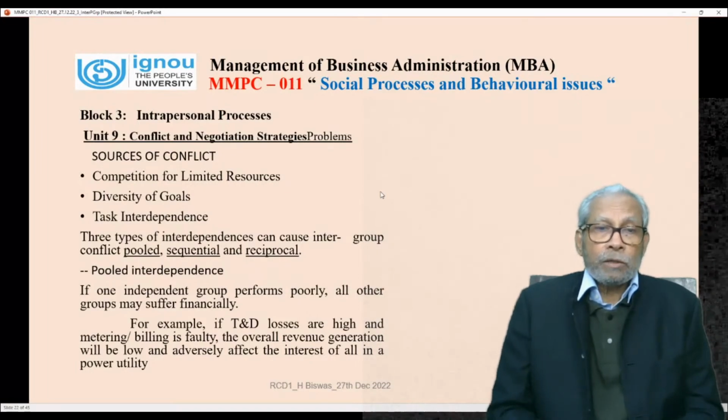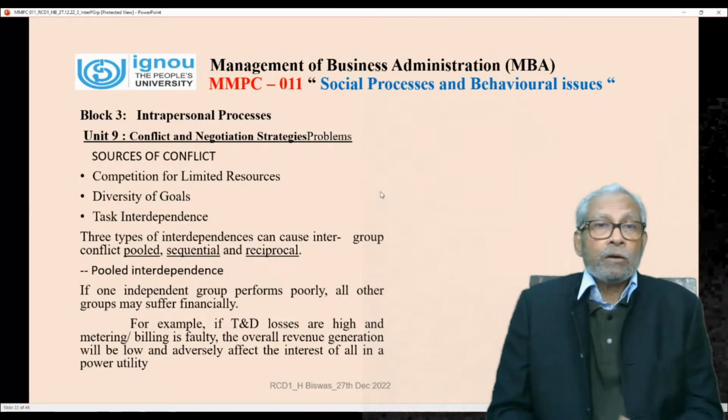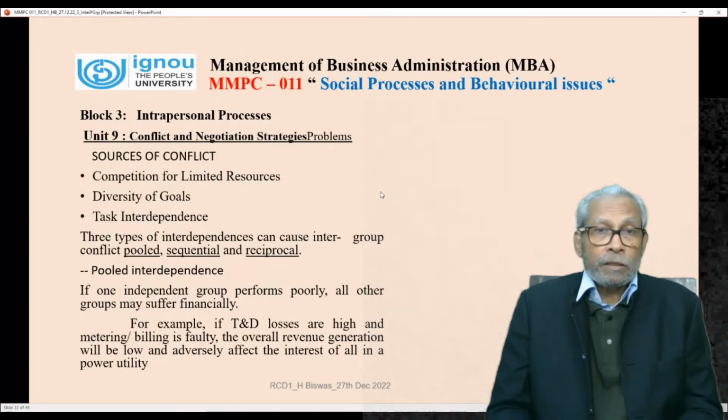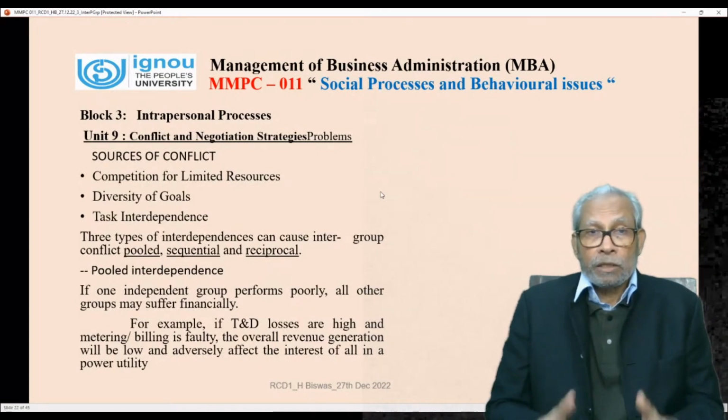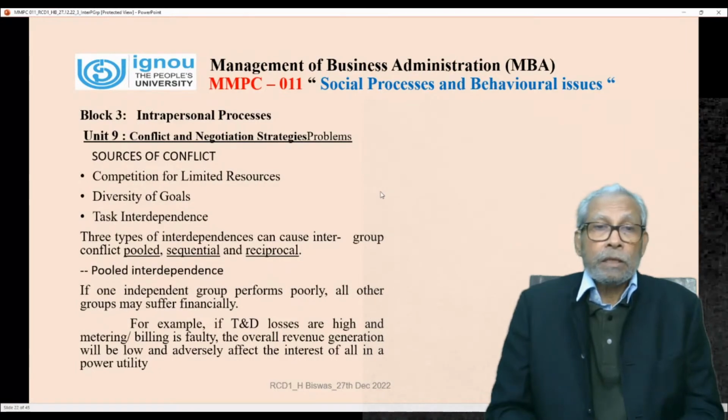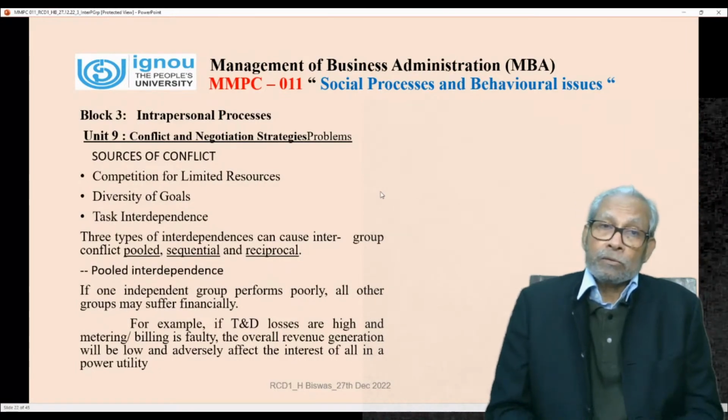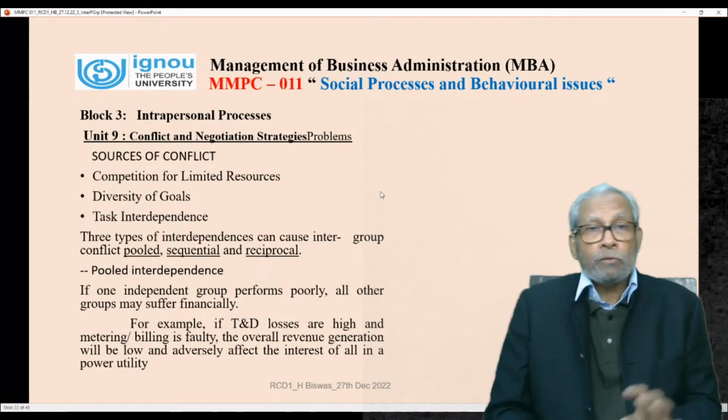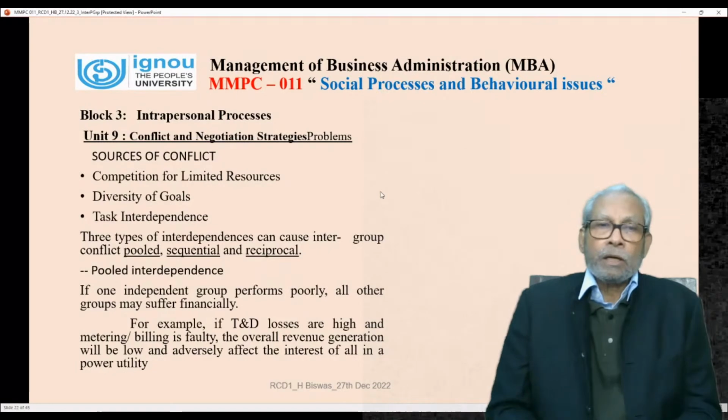Here I am trying to emphasize one of the groups, the maintenance team. If they do not check the meters everywhere, or change the meters, or do the troubleshooting, then it will affect the other groups also. Financially there will be losses. So these are some of the examples: if the performance of one particular section is poor, it will affect the others also.